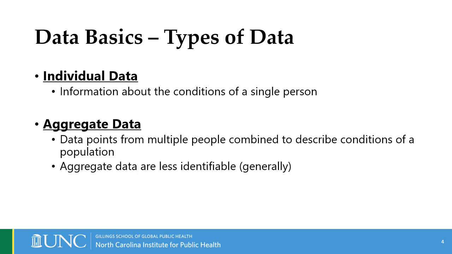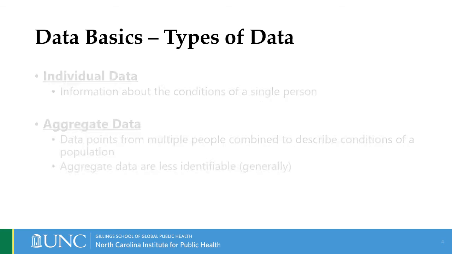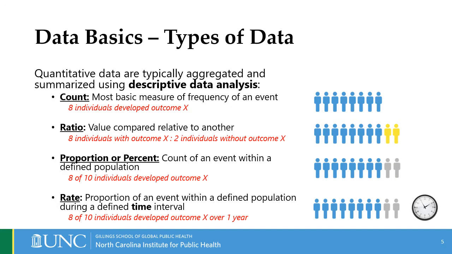Data are usually collected on the level of the individual person. Multiple individual data points can be aggregated together to describe health within a population. In public health, we are specifically interested in learning about and reporting on population health at the aggregate level. You can summarize data on populations numerically by conducting a descriptive data analysis.